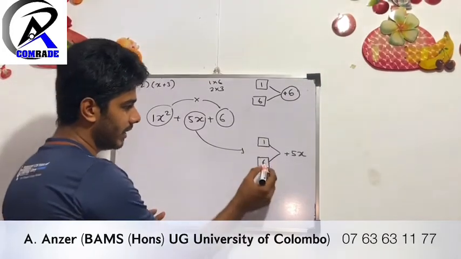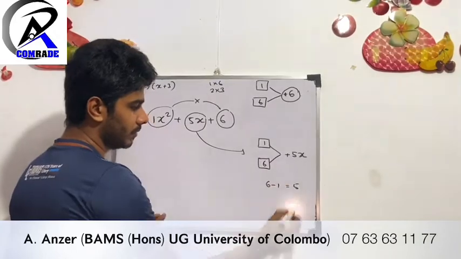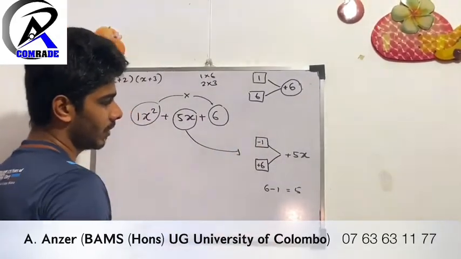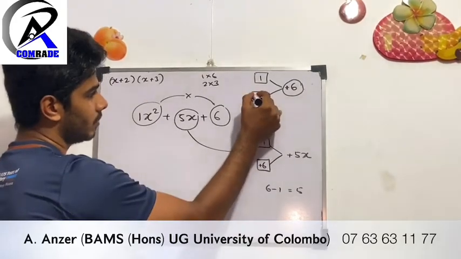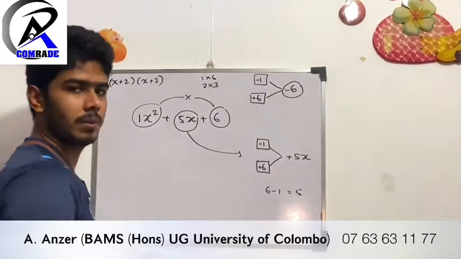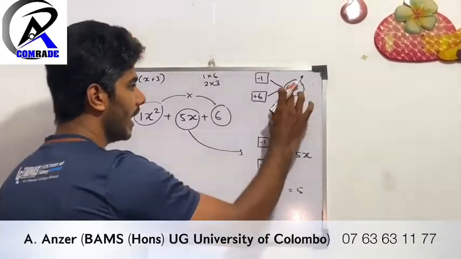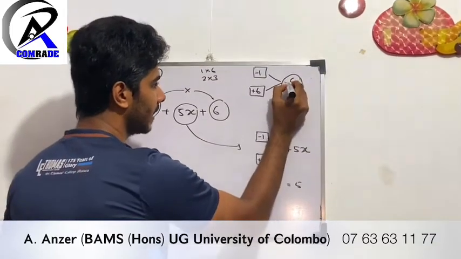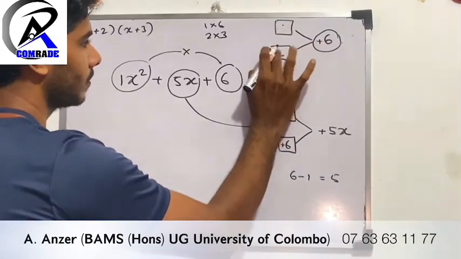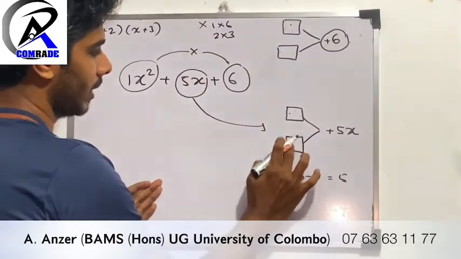If I put 1 and 6, what I want is 6 minus 1 equals 5. If I put plus 6 here and minus 1 here, 6 by minus 1 will be minus 6. The answer is 1. But I want to make plus 6. So what I have to do is, I can't take this one, I go to the next option.